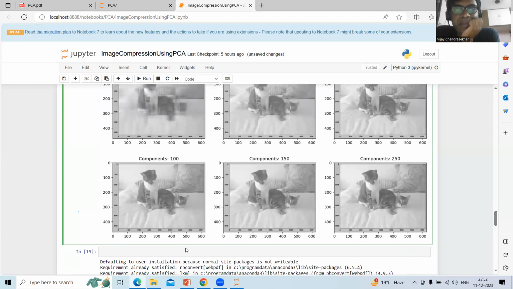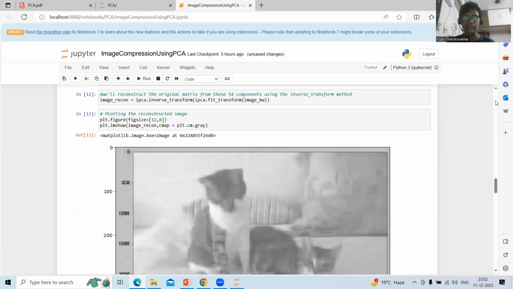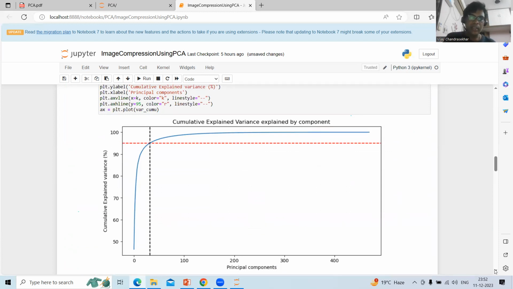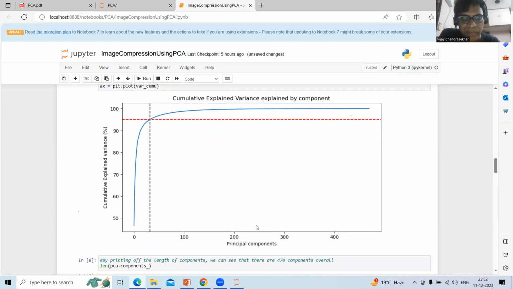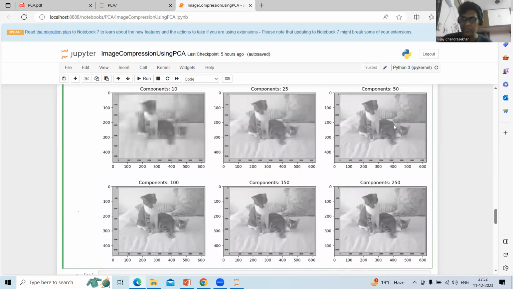If you look at the image where the components are 100, 150, and 250, you see that there isn't much to choose between them. Can you take us to the graph again, the scree plot? If you look at the principal components, at about 50-ish we've already explained 95% of the variance of the input image, and it has tapered off. So you might increase the number of principal components, but it may not add value to the cumulative variance. From 50 to 100 there isn't much of a difference, and beyond that, there's nothing that our eyes can discern.